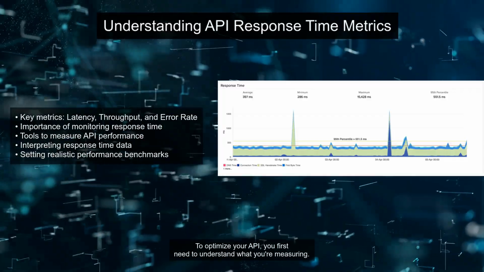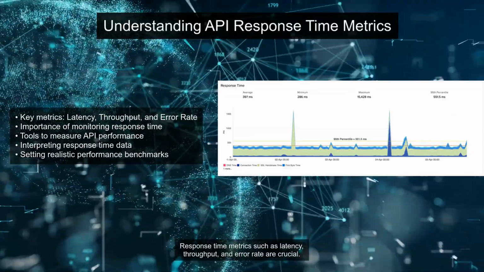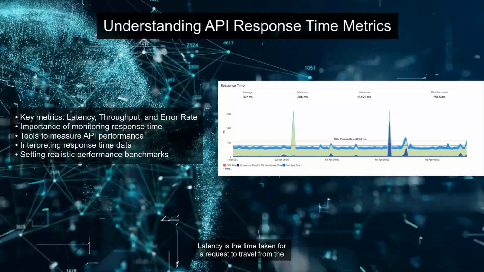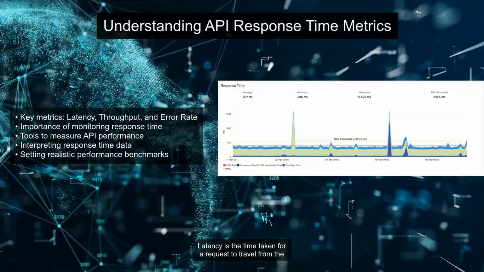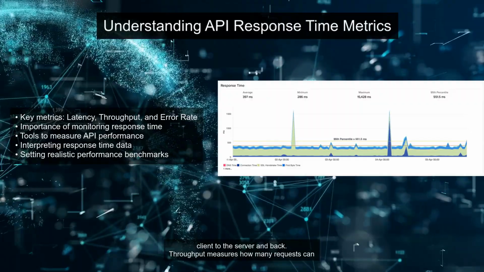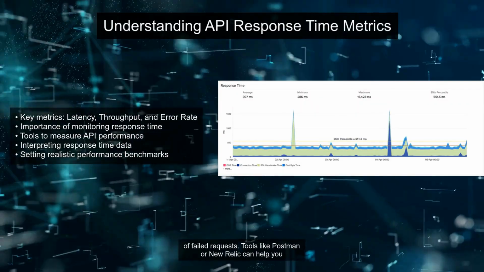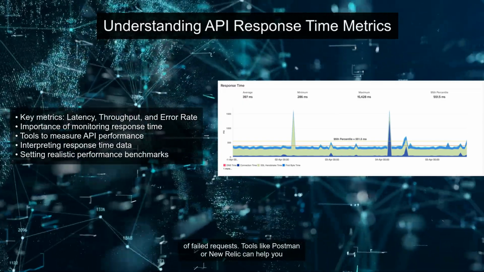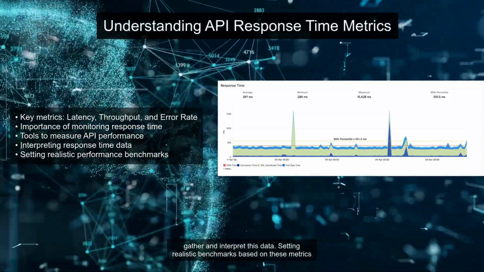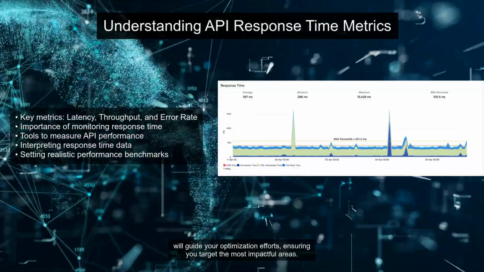Let's get started. To optimize your API, you first need to understand what you're measuring. Response time metrics such as latency, throughput, and error rate are crucial. Latency is the time taken for a request to travel from the client to the server and back. Throughput measures how many requests can be handled in a given time frame. Error rate tracks the number of failed requests. Tools like Postman or New Relic can help you gather and interpret this data. Setting realistic benchmarks based on these metrics will guide your optimization efforts, ensuring you target the most impactful areas.